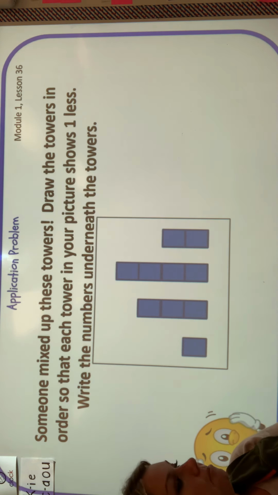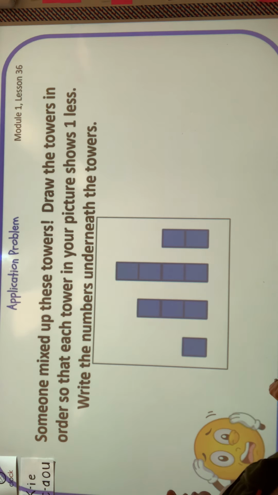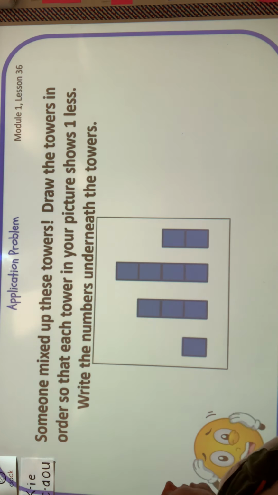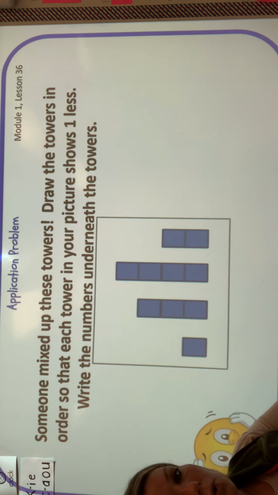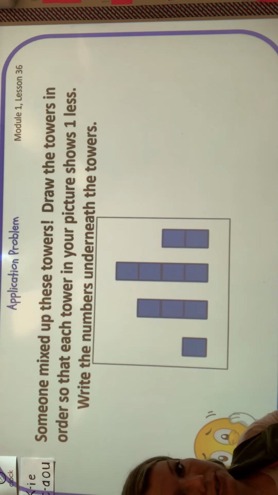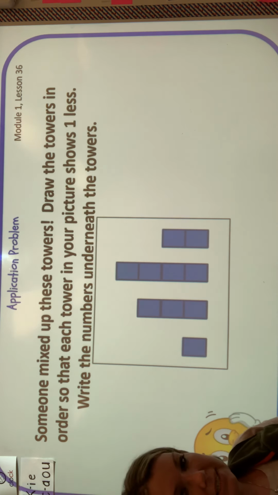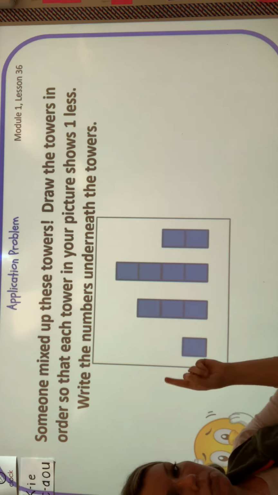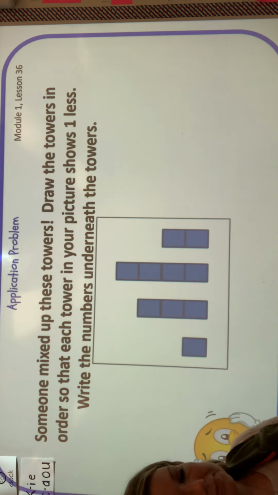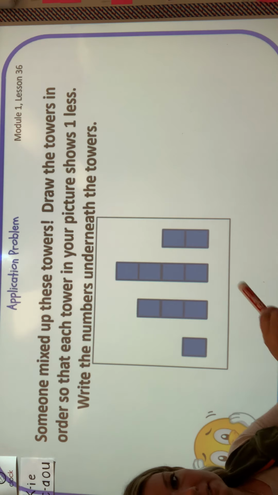Let's read this problem. Someone mixed up these towers. Draw the towers in order so that each tower in your picture shows 1 less. Write the numbers underneath the towers. Man, that was a lot of steps. I'm going to take it 1 step at a time. So I'm going to read it 1 sentence at a time. Let me look at the first sentence.